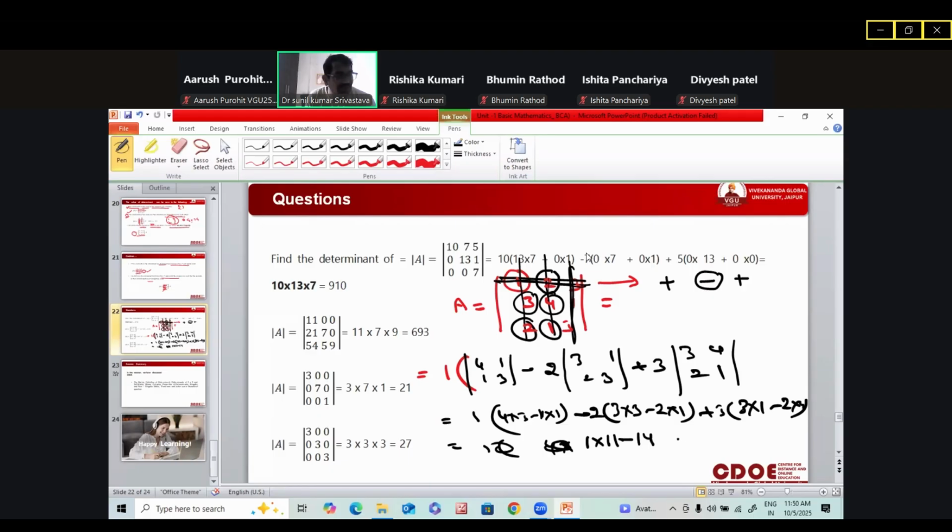And the same sequence follows: 3 into 1 is 3, minus 2 into 4 which is 8, so the value is minus 5. Minus 5 into 3 means minus 15. After solving, the value of this determinant is equal to minus 18.